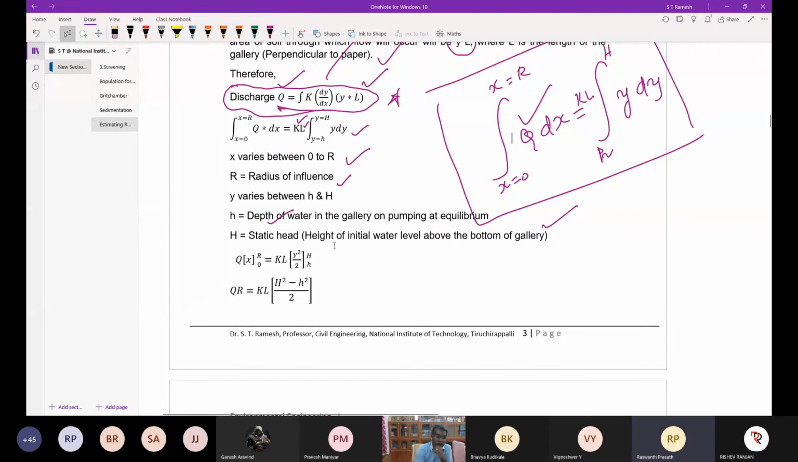Now if I integrate dx, I get x. If I integrate y, I get y square by 2. Substituting the limits, Q into r minus 0, so this is Qr, equal to K into L, then H square by 2 minus small h square by 2, upper and lower limits. So I get equations like this.